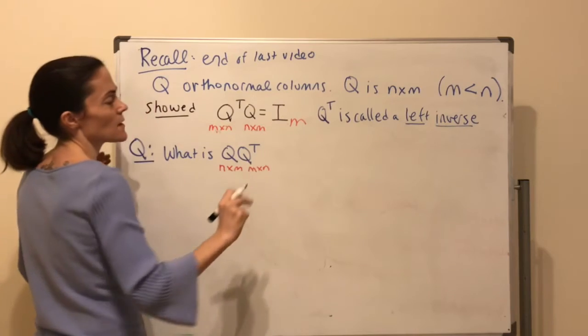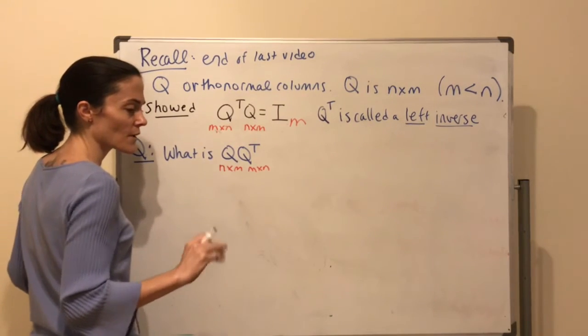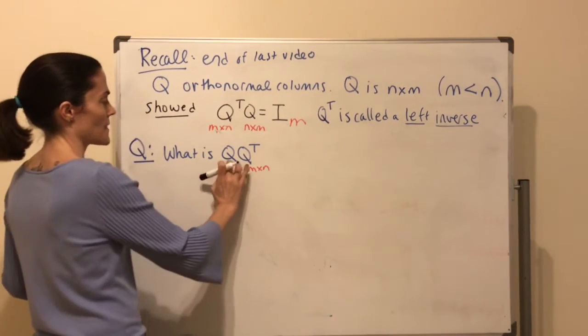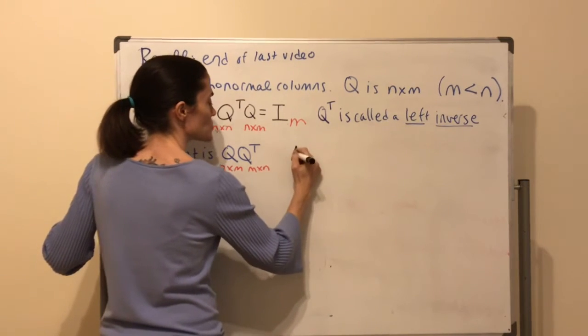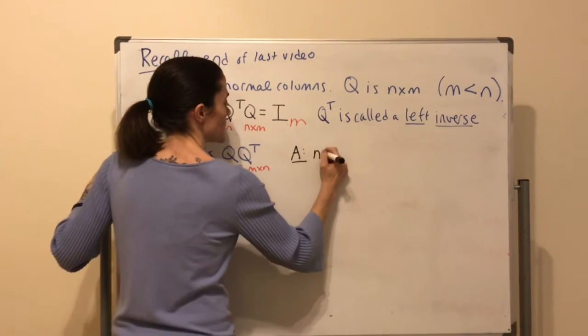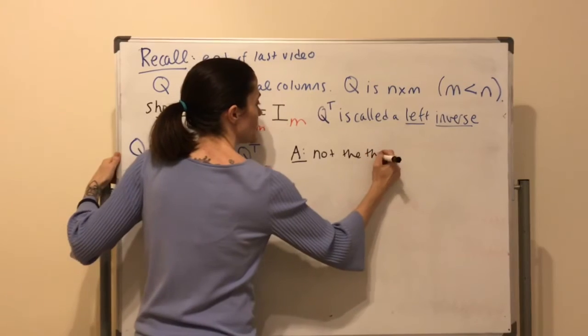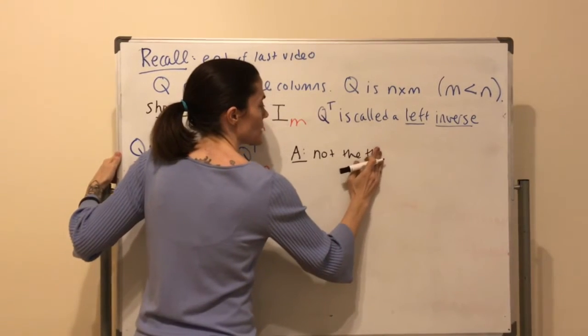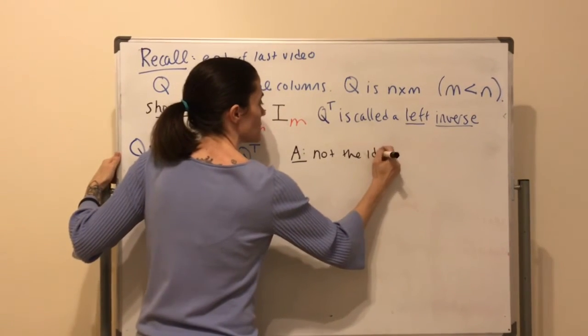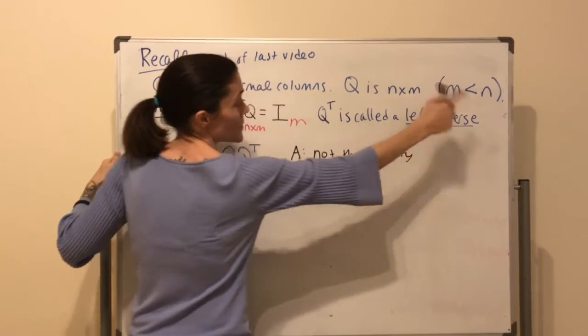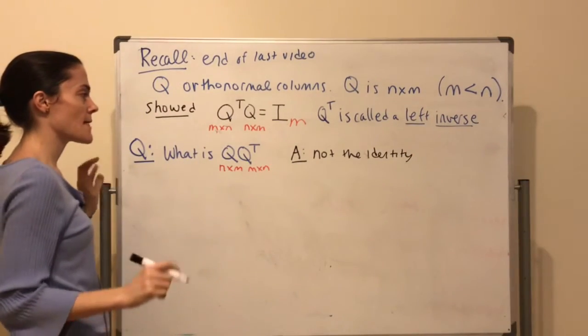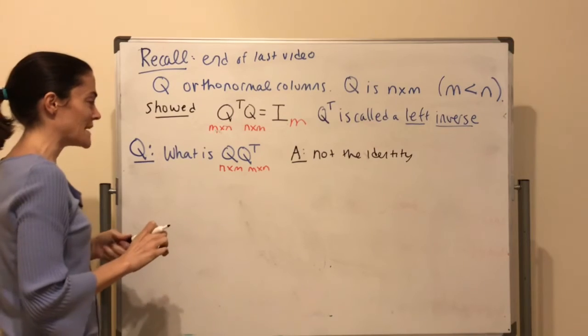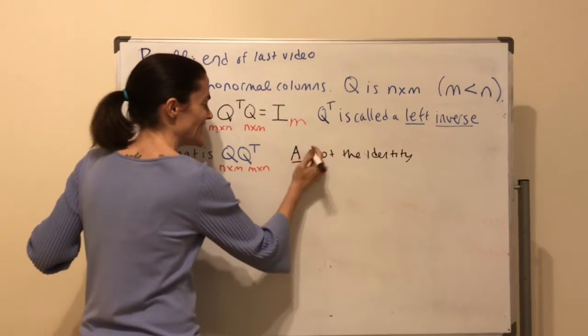I had two videos where I mentioned a left inverse before, and we did similar things. Without a doubt, this is not the identity. So answer number one, it's not the identity. Cannot be. Not a chance. Not if m is less than n. Okay. Well, but what now? This is answer one. So let's finish.